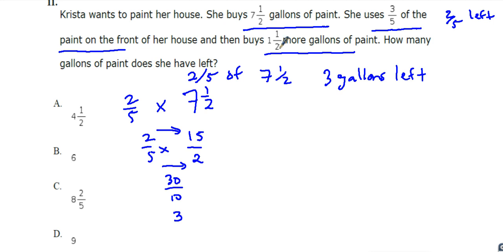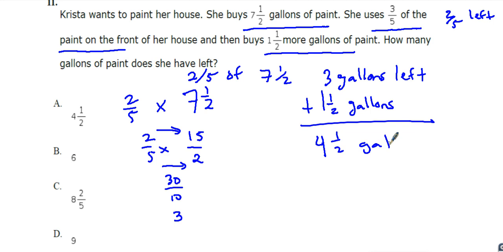Then she buys 1.5 more gallons of paint. Then that means that she has 4.5 gallons left over. That's how you work that out. So as you can see, there's your answer, 4.5 gallons.